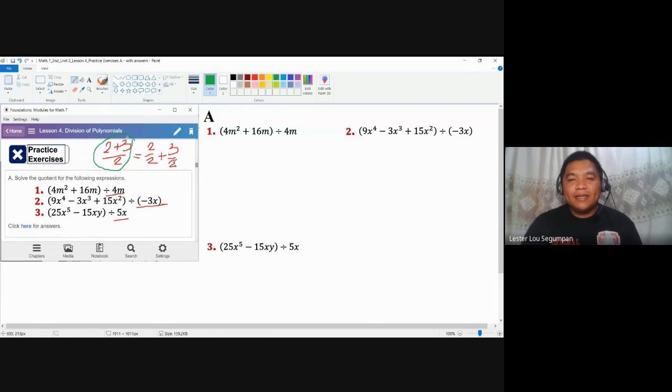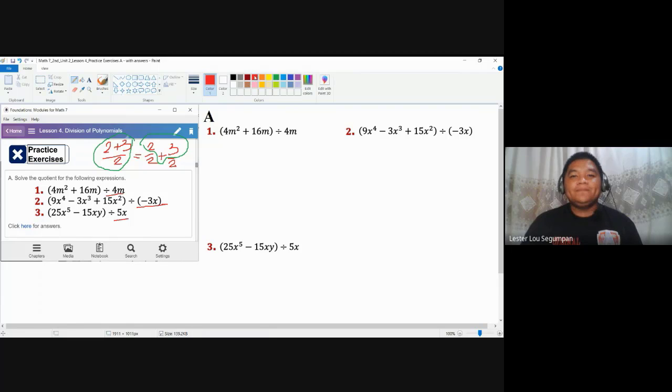Since we have similar bases, we just operated the numerator and then copy the base. Again, copy the denominator rather. So that's why we have 2 plus 3 all over 2. We are going to use this concept when we are going to divide any polynomial with a monomial divisor.